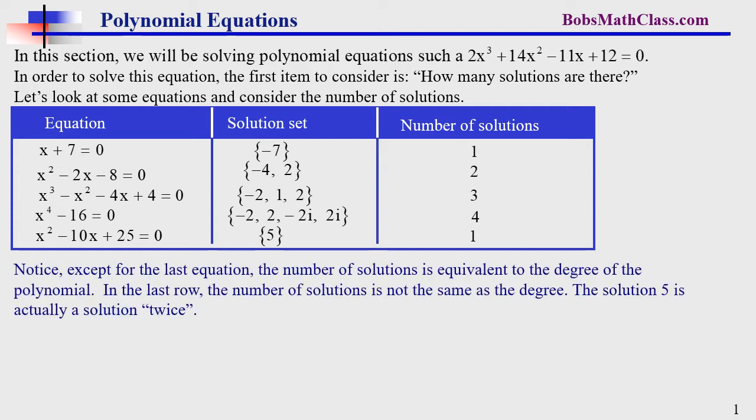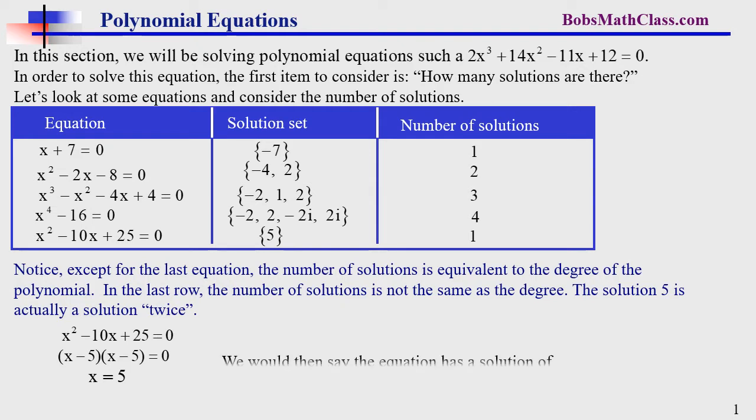The solution 5 is actually a solution twice. So let's look at that trinomial. That factors to x minus 5 times x minus 5. You could verify that. So if we set each factor equal to 0, we get an answer of 5. So there's only one solution, x equals 5, but what we say is it's the solution of 5 with a multiplicity of 2. So that means it was a solution twice.